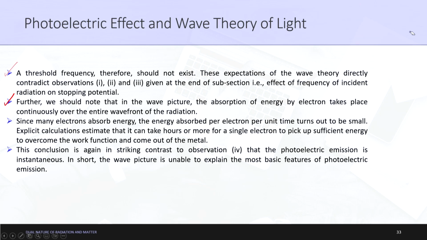Since many electrons absorb energy, the energy absorbed per electron per unit time turns out to be very small. Fine. Explicit calculations estimate that it can take hours or more for a single electron to pick up sufficient energy to overcome the work function and come out of the metal. So, if we go with the exact calculations, it was found that the energy absorbed per unit time is very less.